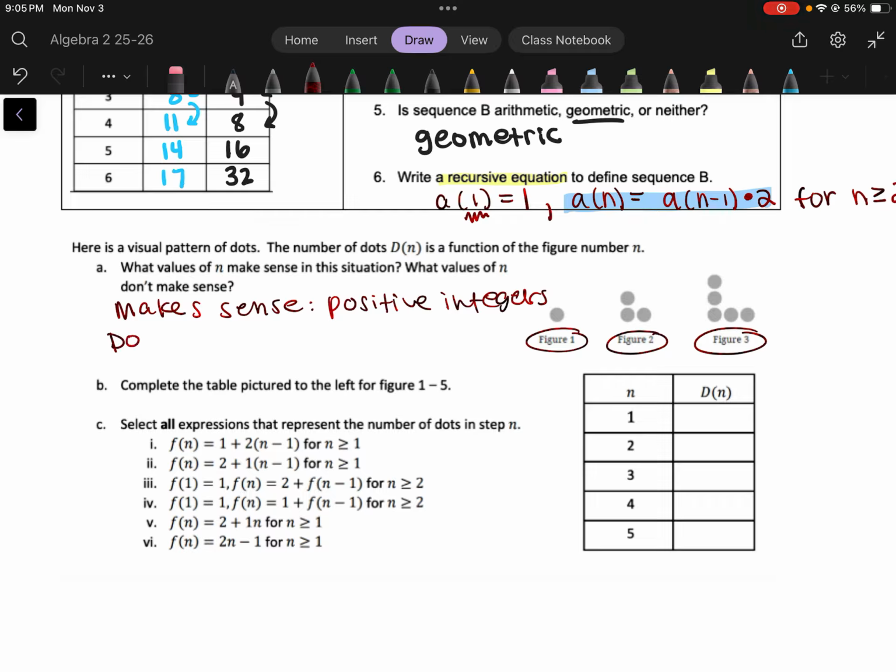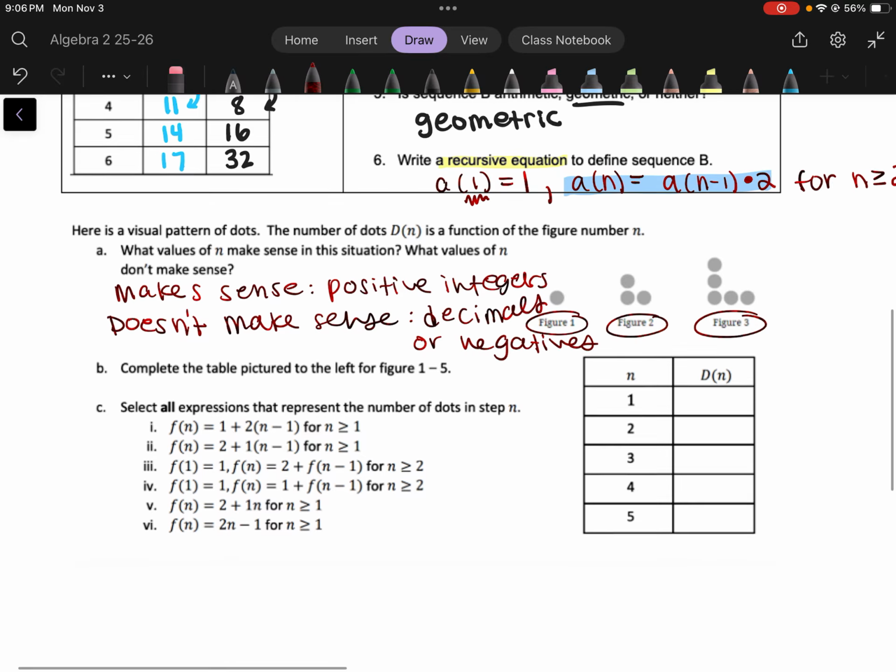It does not make sense to have decimals or negatives. You can't have a figure 1.5 or a figure -1 or -2. That just doesn't make sense. We've also talked about what makes sense for the domain when we're cutting paper. Like you can't cut a piece of paper a negative amount of times. So that's another example for when n makes sense and doesn't make sense.